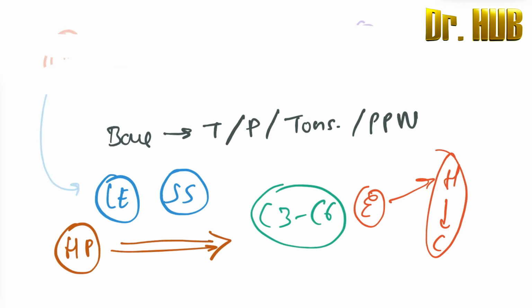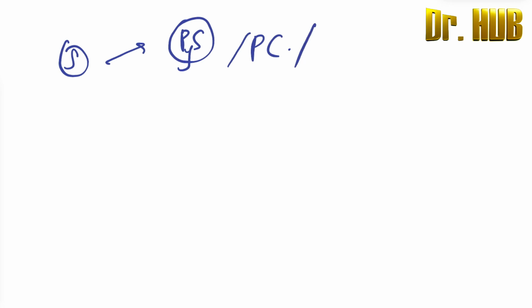So what are the structures in the hypopharynx? When you look at the structures, it includes the pyriform sinus, and then the posterior cricoid, PC, as well as the PPW, that is the posterior pharyngeal wall. So this is the post cricoid.